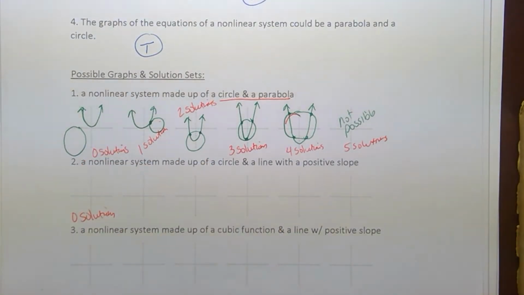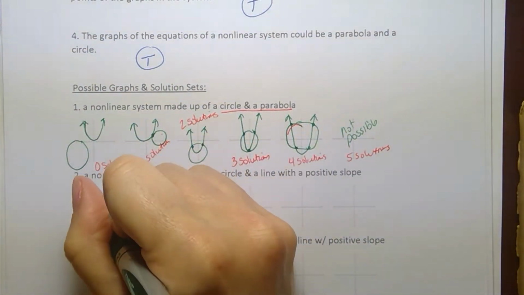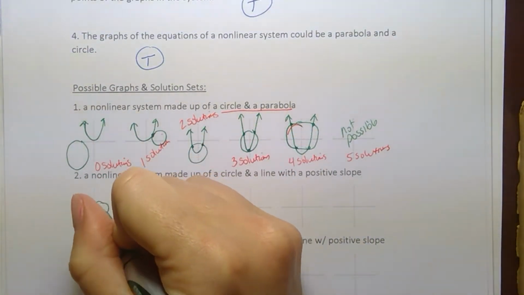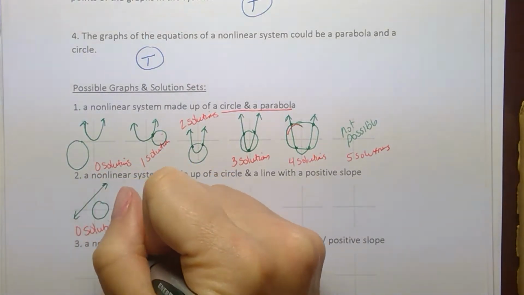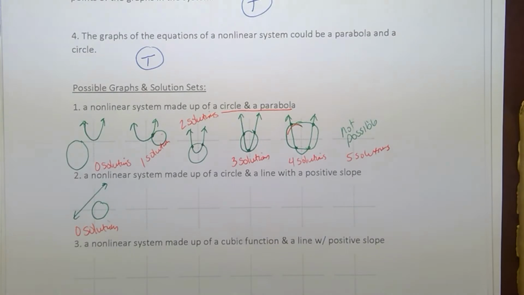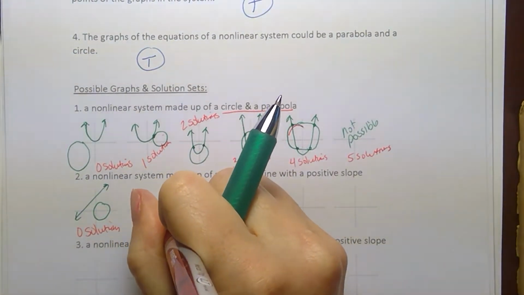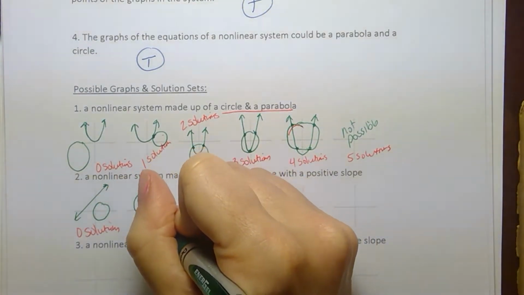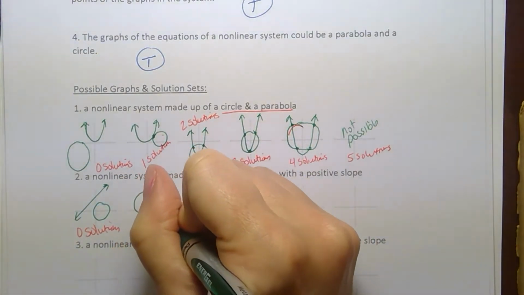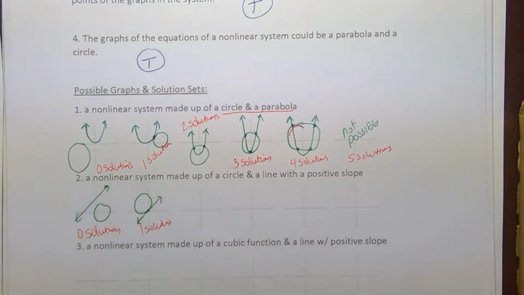Can I draw my circle and my line with a positive slope in such a way that there's no solution, no point of intersection? Well, absolutely. I've got my circle, my line with the positive slope can either go above or below the circle. It just doesn't intersect it. Could I do one solution? Sure, that's a possibility. I just need to draw my line with the positive slope so that it is tangent to the circle so that it only hits the circle at that one place.